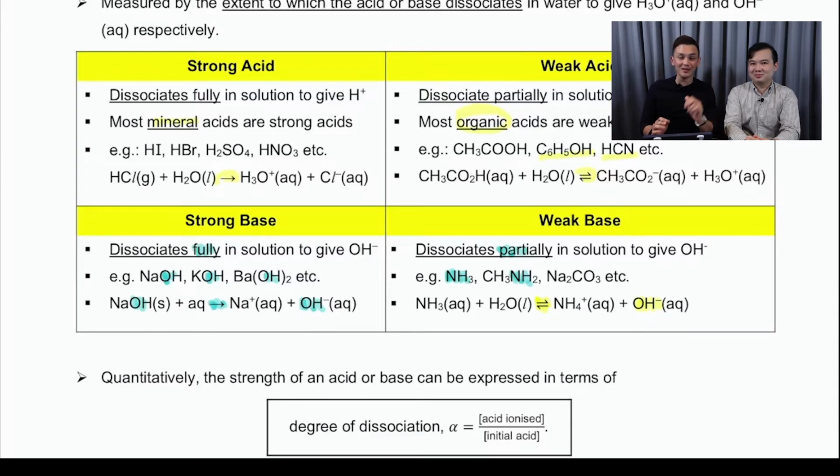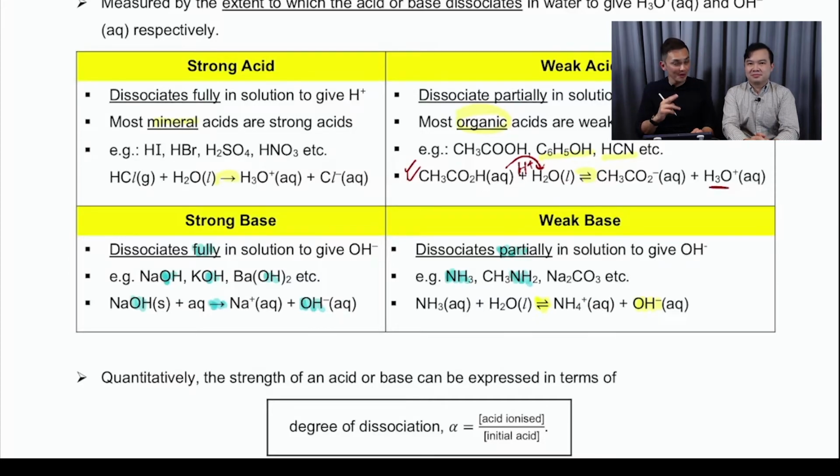Now, there are actually two ways for us to do so. The first way is really shown on your notes, where you can see ethanoic acid is in the midst of losing H+ away towards water. So water receives the H+, and the end result is you're going to form H3O+.